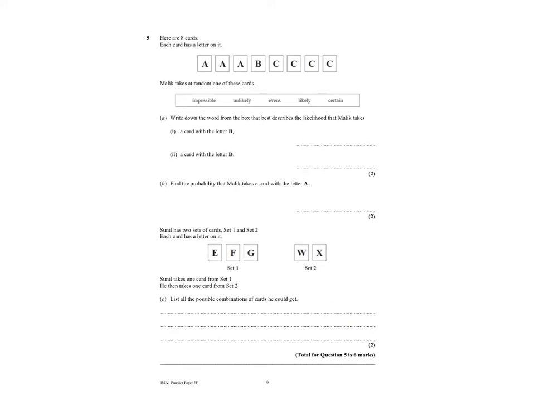Question 5. Here are 8 cards. Each card has a letter on it. Malik takes a random one of these cards. Write down the word from the box which best describes the likelihood. So a card with a letter B. Well, there's one B out of 1, 2, 3, 4, 5, 6, 7, 8. It's 1 out of 8. That's actually quite unlikely, isn't it?